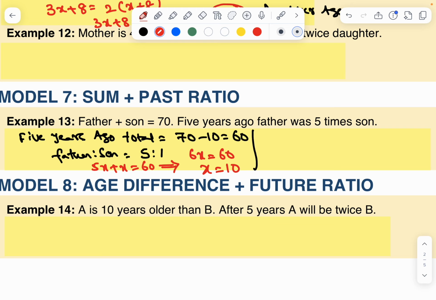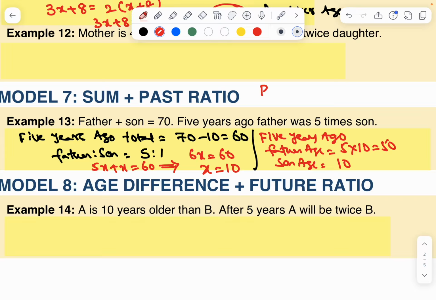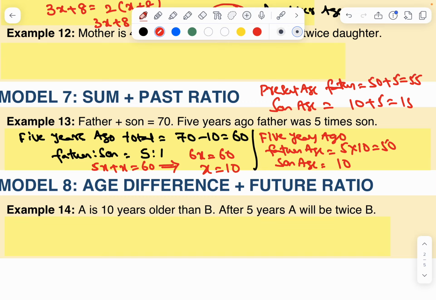Okay, x is 10. 5 years ago, father is 5 into 10, 50. Son's age 10 years. But he is asking the present age. Therefore, present age of the father, 50 plus 5, 55. Son's age 10 plus 5, 15. This is the answer.